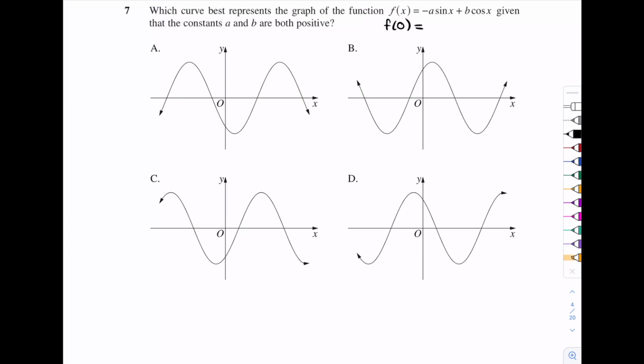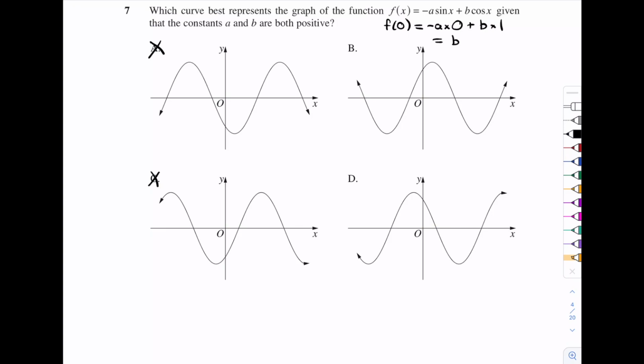f of 0 equals minus a times sine 0, well, sine of 0 is 0, plus b times cos 0. Cos of 0 is 1. So I've got 0 plus b, which is simply b. So what I know is that f of 0 is b, but that doesn't really help me because I don't know what b is. But we do know something about b. We know that it's positive. So that's useful because I know my y-intercept has to be positive, which means it's either going to be option B or D, and so I can eliminate options A and C. So I cross these ones out, and I'm left to determine whether it's B or D.